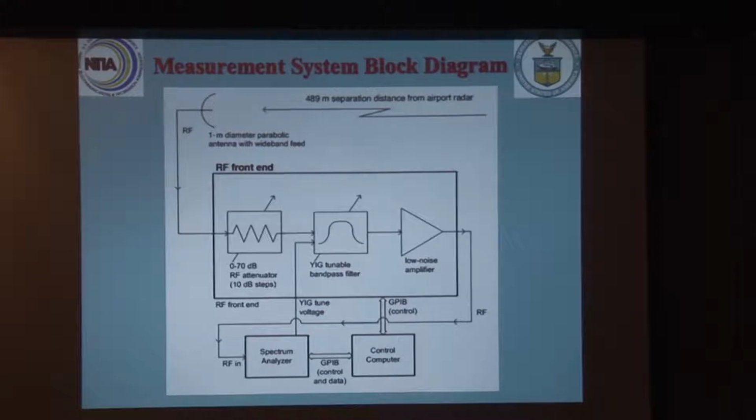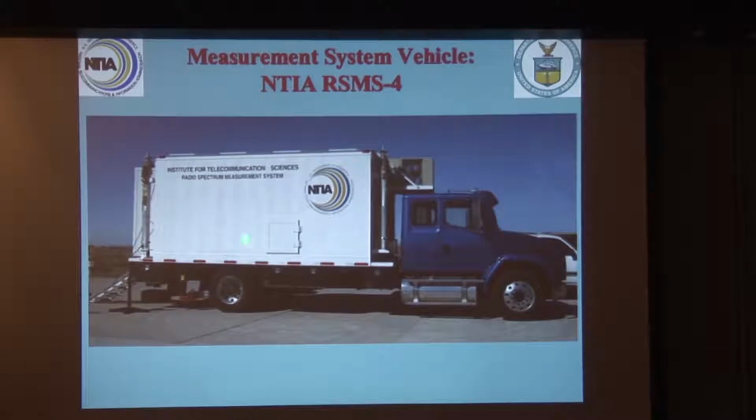The measurement system looks like this. We were 489 meters away from the air traffic control radar. We brought the power in through a parabolic reflector antenna 1 meter in diameter, in through a variable RF attenuator, in through a tunable YIG bandpass filter, into a low noise amplifier, then down into a spectrum analyzer, and running the whole thing under a computer, stepping our way through the spectrum. This was the vehicle, the NTIA RSMS-4 that we were using to do the measurements at the site. We had the antenna mounted up here on the roof of the RSMS.